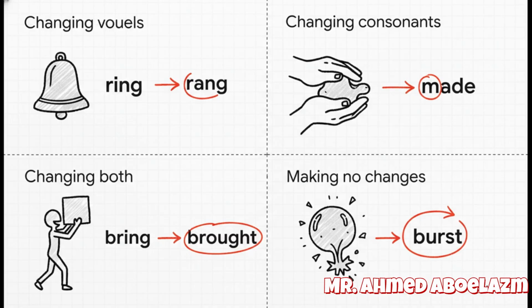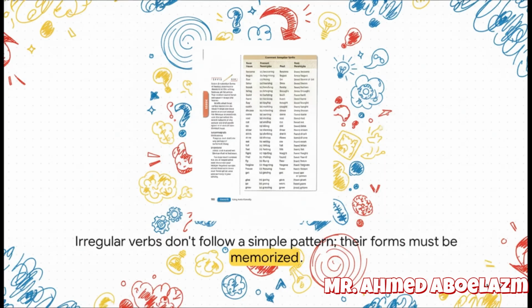Some of them like to change up their vowels, like ring becomes rang. Others switch out a consonant, like make becomes made. Some get really fancy and change both vowels and consonants, like bring becoming brought. And then, just to keep us on our toes, you have the really weird ones that don't change at all, like burst.